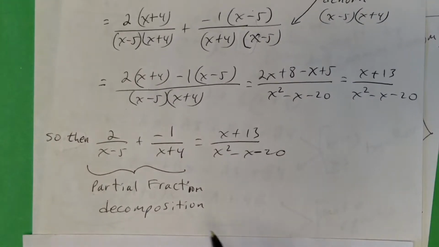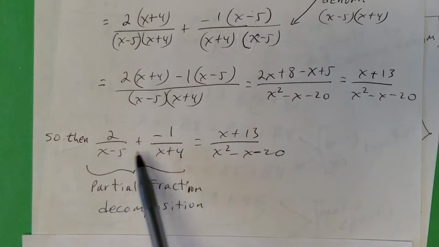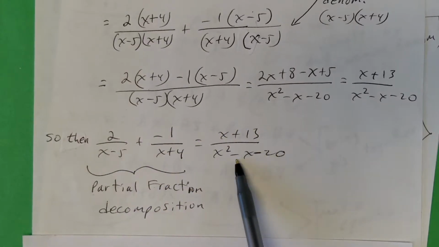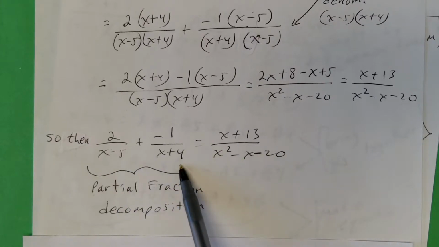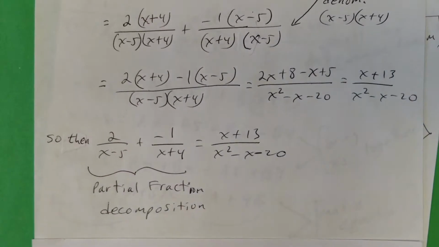Where did this 2 and negative 1 come from? I don't see that anywhere. I know where these two came from: if I factor this, it'll come out to x minus 5, x plus 4. But where did 2 and negative 1 come from? So let's find out. How do we do this?